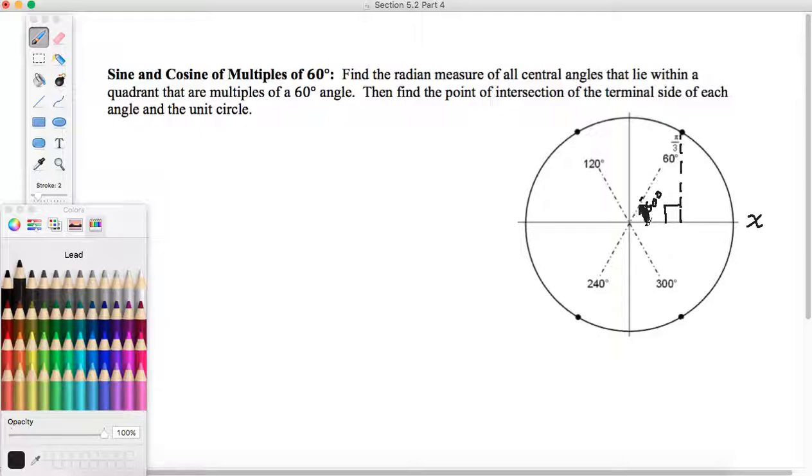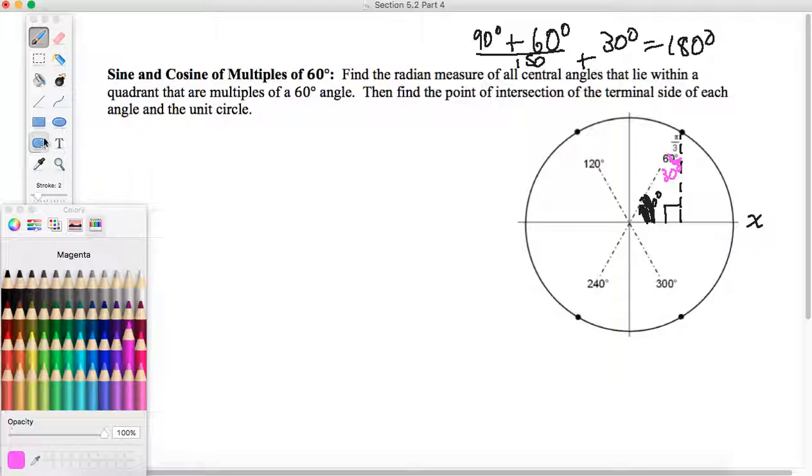Remember that the sum of the interior angles of a triangle is 180 degrees, right? And so I have a right angle right here, which is 90, plus this angle that I drew is 60 degrees. And so that makes 150, together. And so I need 30 more in order for me to get to 180 degrees. And so this angle up top here is actually 30 degrees, okay? Remember, since this intersects the unit circle, I know this side length here, from the origin to this point right here, is 1 unit long.